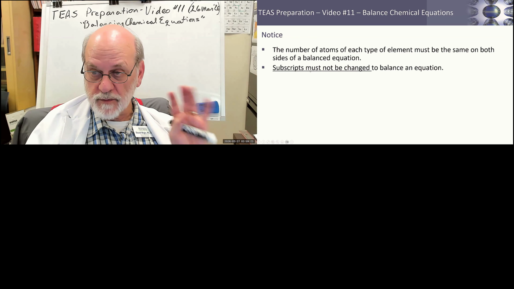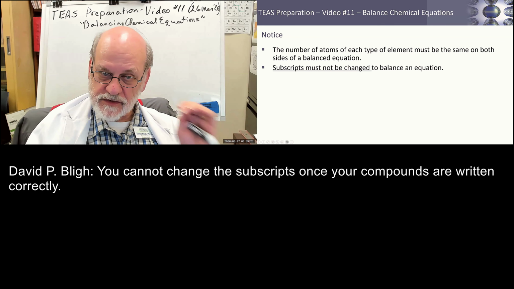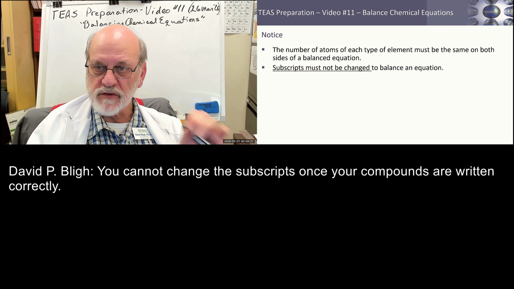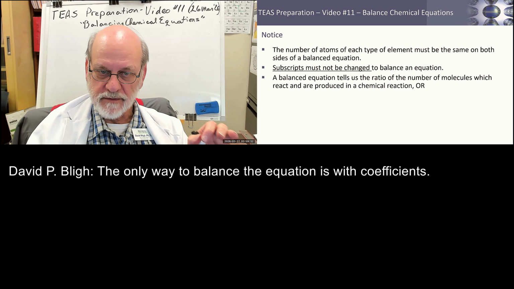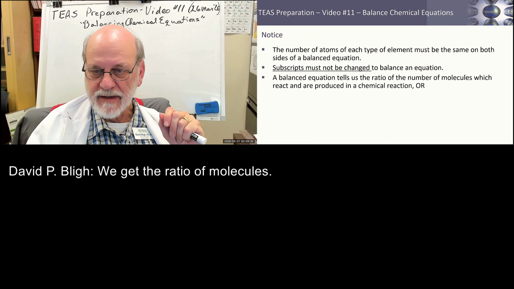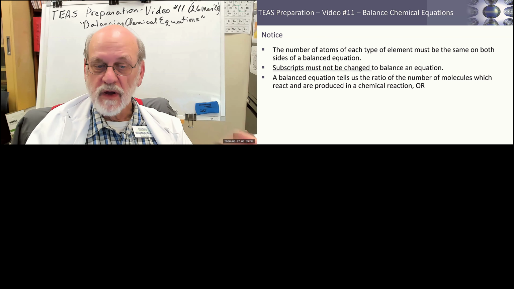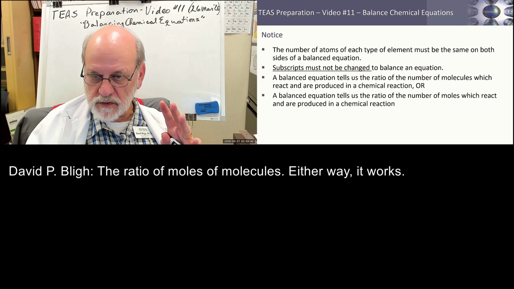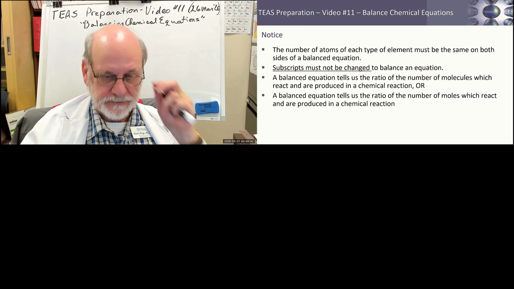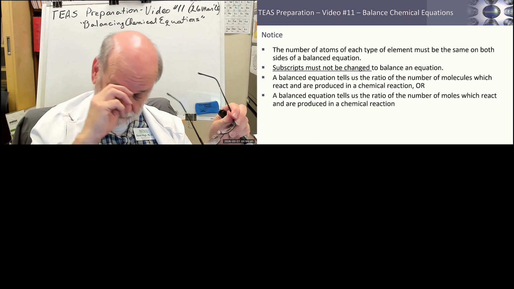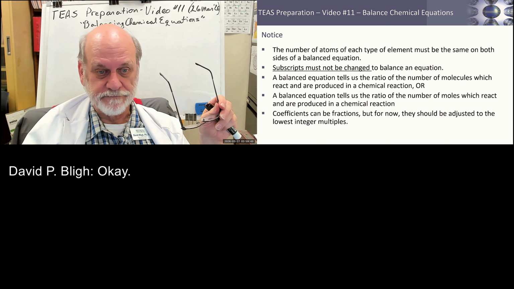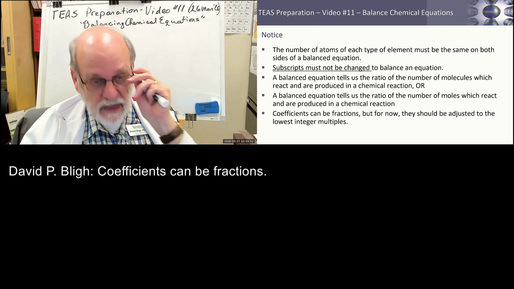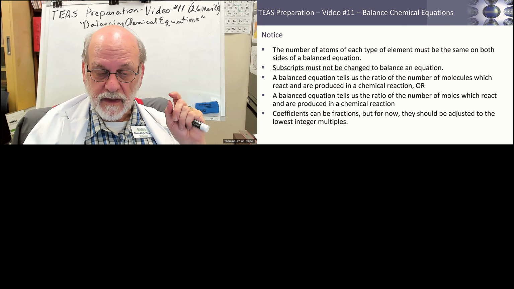And these are just notes to remember. You cannot change the subscripts once your compounds are written correctly. The only way to balance the equation is with coefficients. We get the ratio of molecules, the ratio of moles of molecules. Either way, it works. Coefficients can be fractions, but we prefer whole number integers.